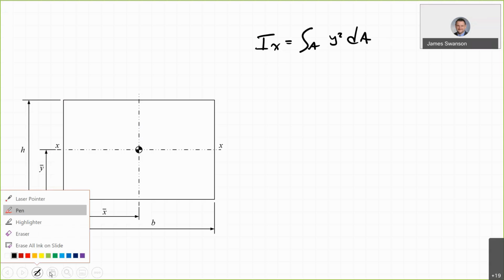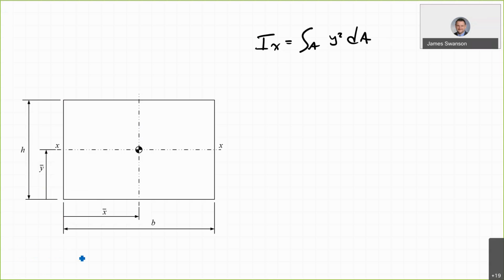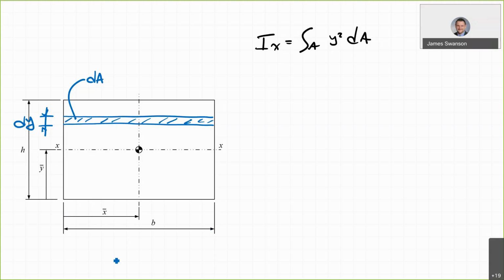If I'm looking for the moment of inertia about the x-axis, I need to sketch a differential area, and it's going to be a strip that is parallel to the axis that I'm looking for. So I'm looking at a strip like that, and this is going to be the differential area dA. That's going to have a height, which we'll call the differential height dy, right over top of that axis. And it has the width b. You can see that at the bottom. So we can write that dA is equal to b times dy.